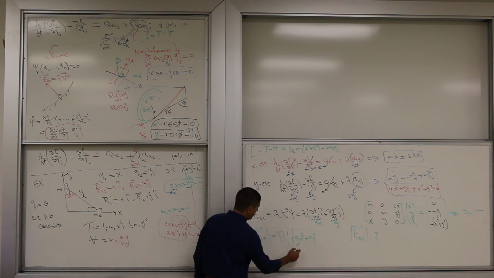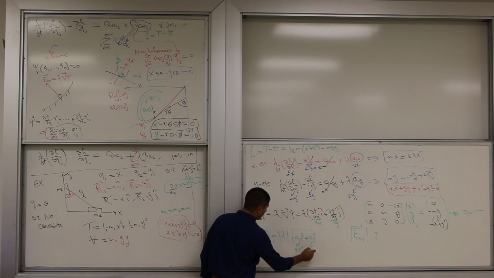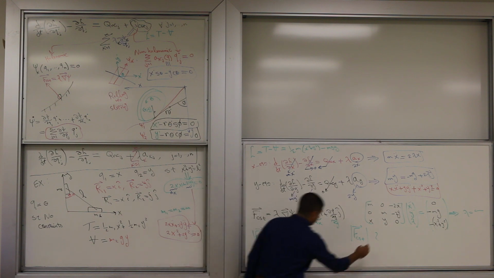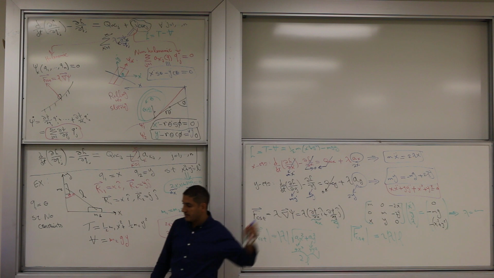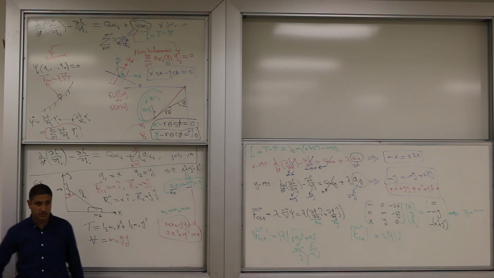Actually, this was 4x squared, 4y squared. So this is simply 2l. This guy is 2 lambda l. So get lambda, you're done. You have the magnitude of the constraint force.